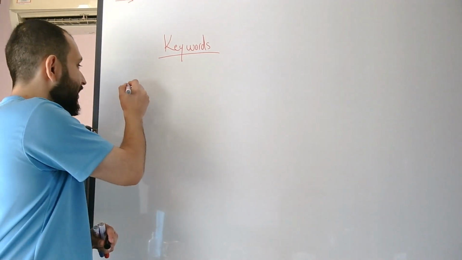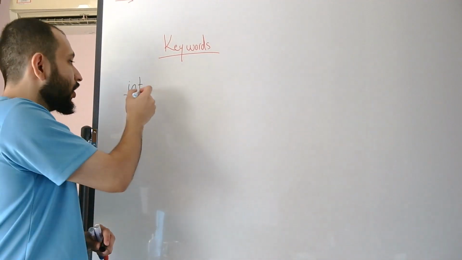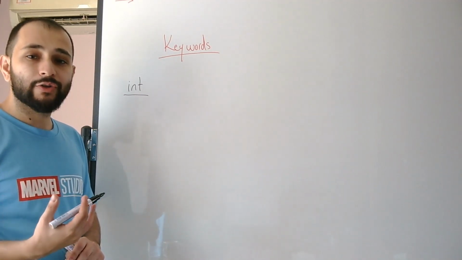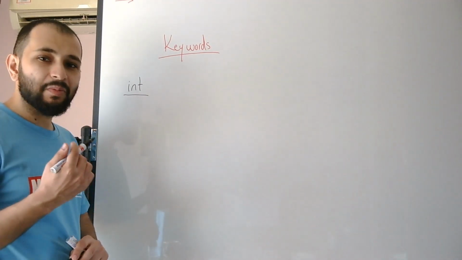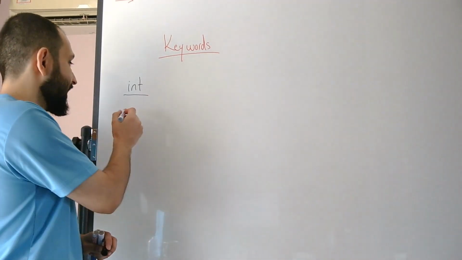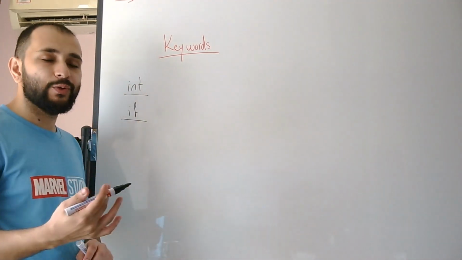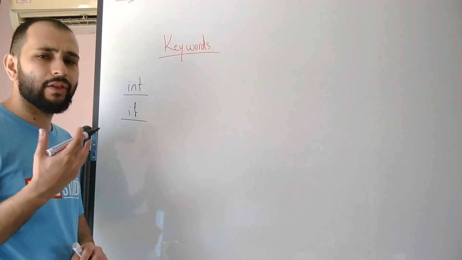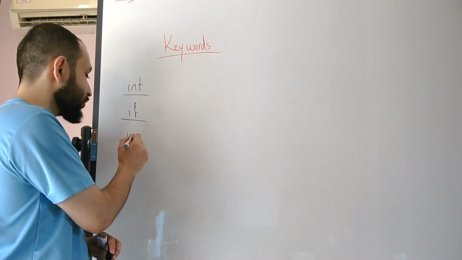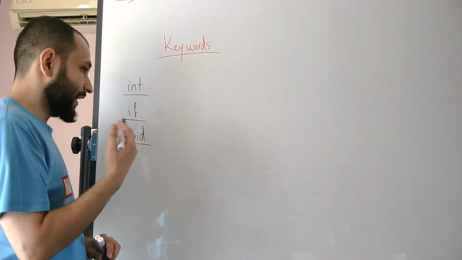For example, maybe we have seen certain keywords before. int, or integer, is a keyword for the compiler, and we cannot use int as an identifier to name a variable or a function. Another keyword that we have seen in the previous episodes is if. It also has a special meaning for the compiler, and you cannot use it as an identifier. Another keyword is void, which we use with the main function. Void is also a keyword, and you cannot use it as an identifier.